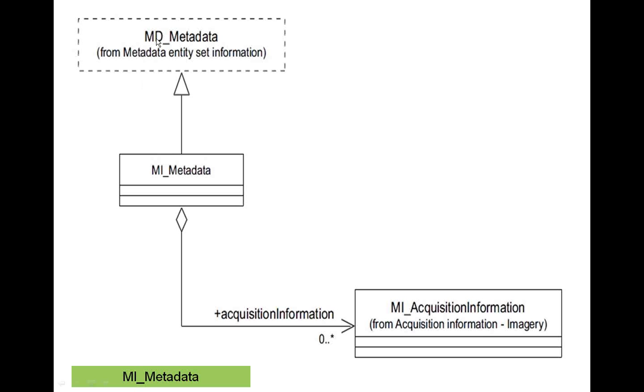So the UML for that is this. We have MD_metadata, and we may substitute MD_metadata because this is a generalization with MI_metadata. When we substitute it, that means we're going to take all the information from here and put it inside of here, and then we're also going to add acquisition information.